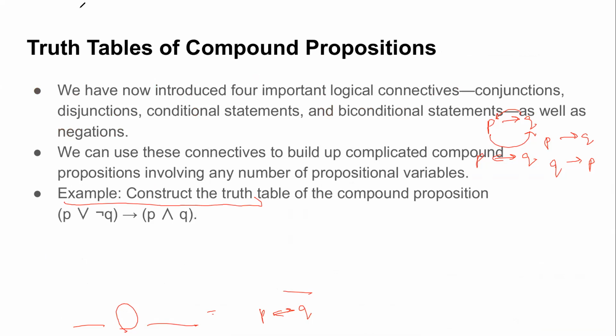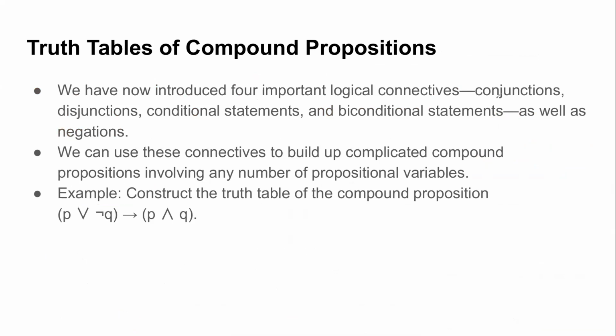So in general, we saw all these different connectives, right? We saw conjunction, disjunction, conditional, and biconditional statements. In general, all these different connectives are used to make your complicated compound statements. So how do you verify the value of a compound statement? You can do that using a truth table.